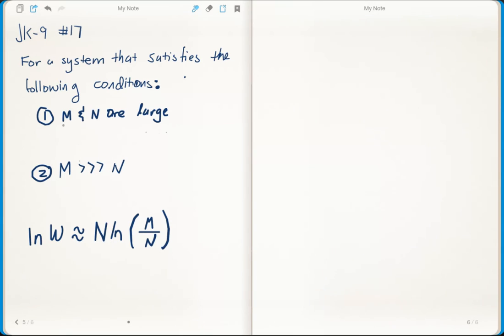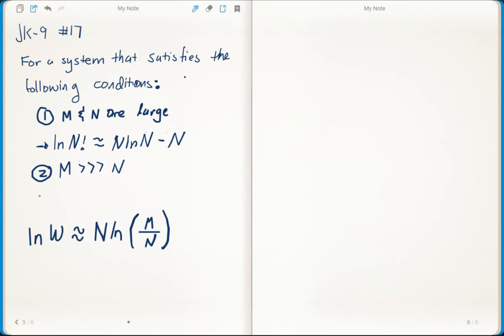So let's talk about the conditions real quick. The first condition is that m and n must be large. Remember that m refers to the total volume of the system, basically all the positions that the molecules can occupy, and n refers to the specific number of molecules we are looking at. When m and n are large, this allows us to use Stirling's approximation, which, if you recall, basically says ln n factorial is approximately equal to n ln n minus n. That will be important for the derivation of this formula.